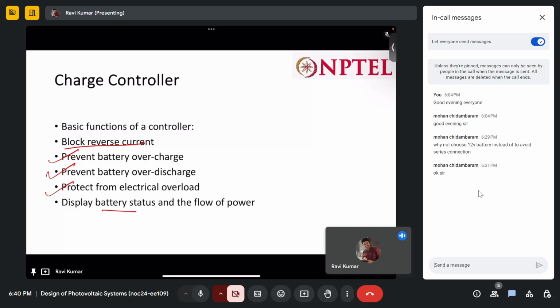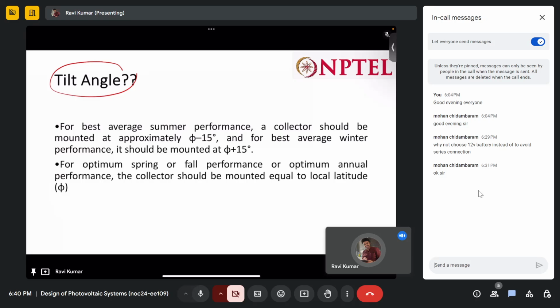But this tilt angle we have already studied in this lecture only, because the tilt angle affects the energy incident on the solar PV module surface. So this tilt angle is very important, which we have already covered.